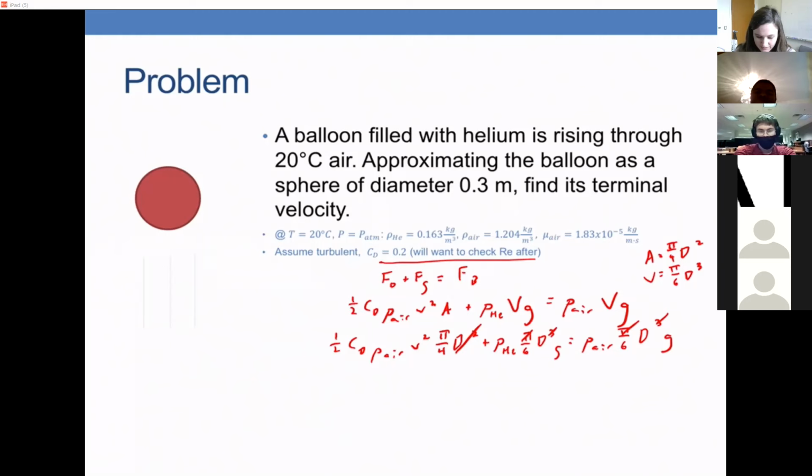Also, I'm going to multiply everything by 6. So let's solve for velocity. Everyone take a second, solve for velocity.